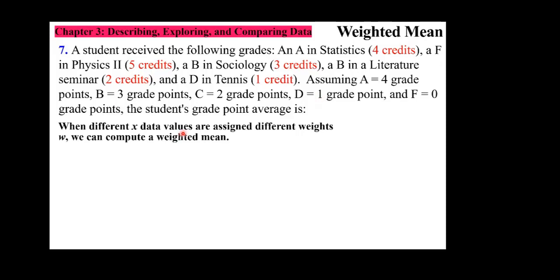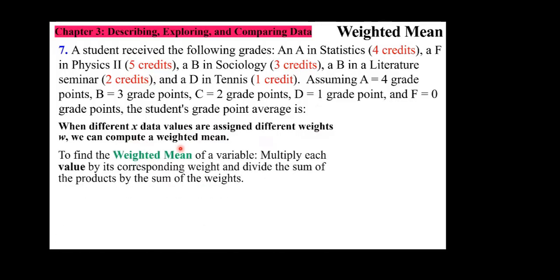So this is weighted average or weighted mean. When different X data values are assigned different weights, W, we can compute a weighted mean. To find the weighted mean of a variable, multiply each value by its corresponding weight and divide the sum of the products by the sum of the weights. And it gives rise to the following: summation of WX divided by summation of W.